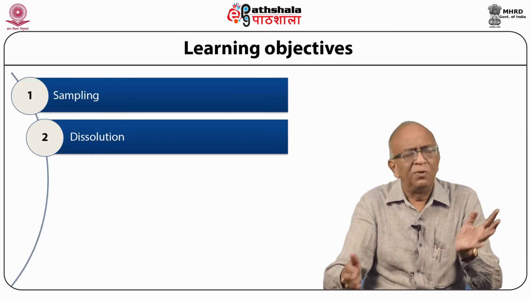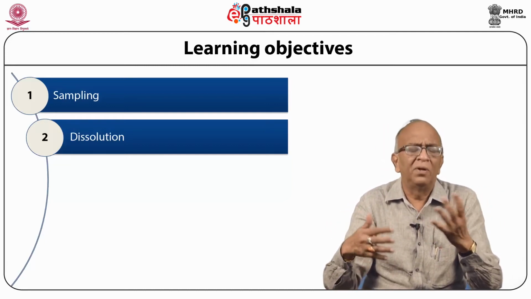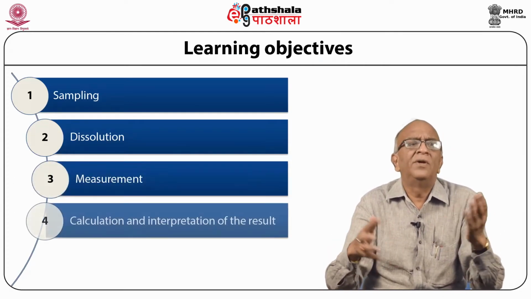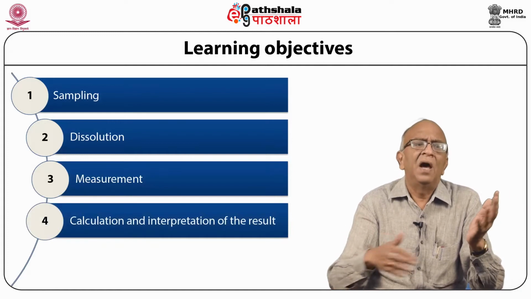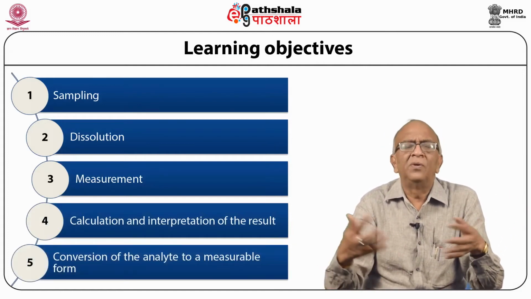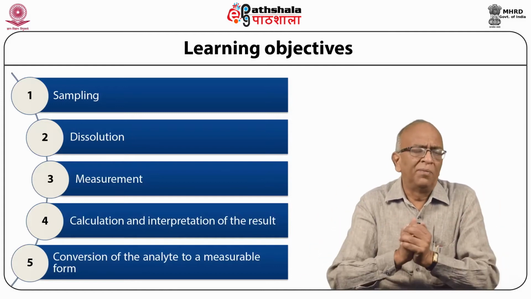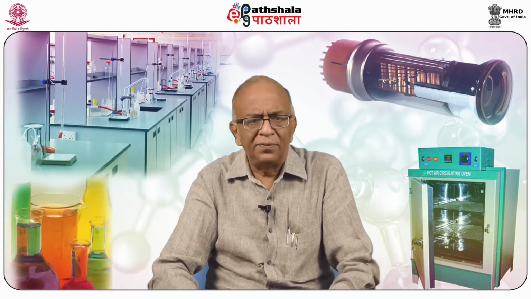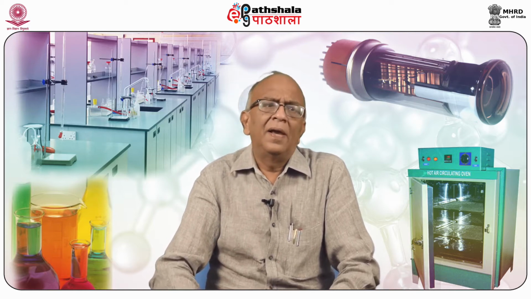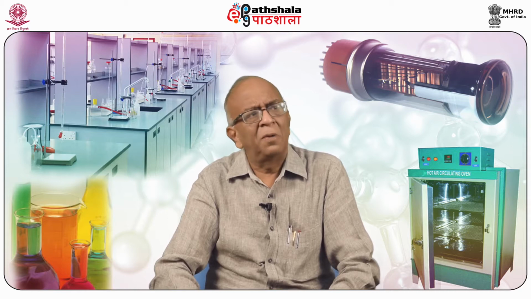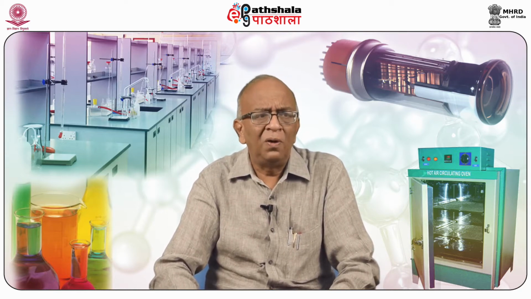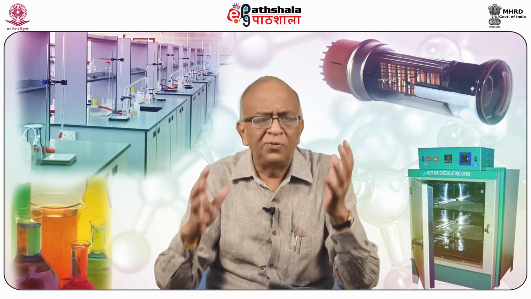After that, we will find some measurable device: how to measure the substances, how to interpret the results, then how to convert the signals into measurable signals. Students, the role of the analytical chemist, or the analysis, involves different types of steps.